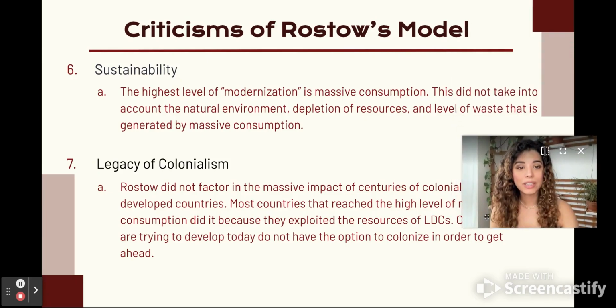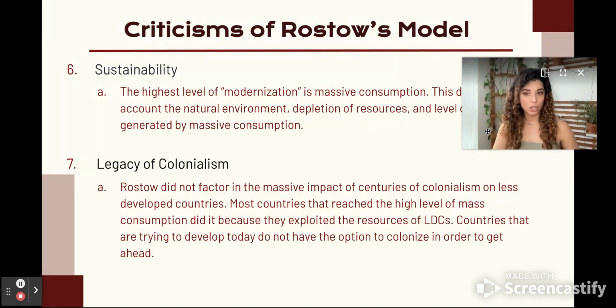Sustainability. So this does not take into account massive consumption and what that means for our environment, what that means for resources, what that means for pollution and waste. And then finally, the legacy of colonialism. So Rostow did not consider the massive impact of colonialism on less developed countries. So some of those longer term effects and what that might mean for their later development.